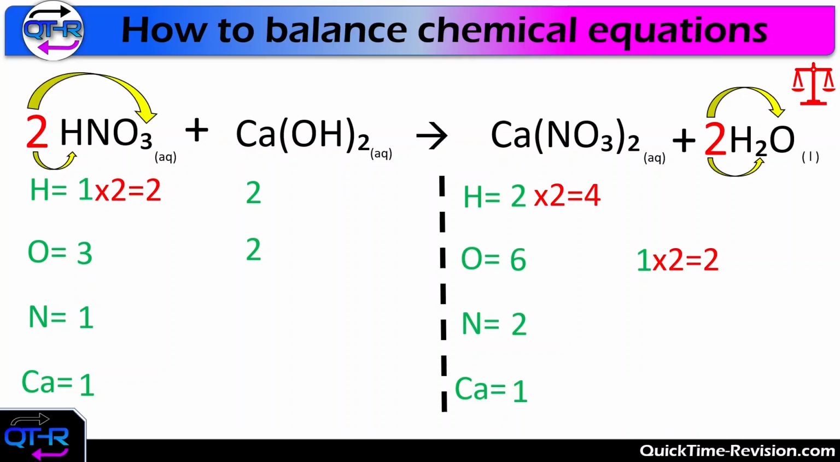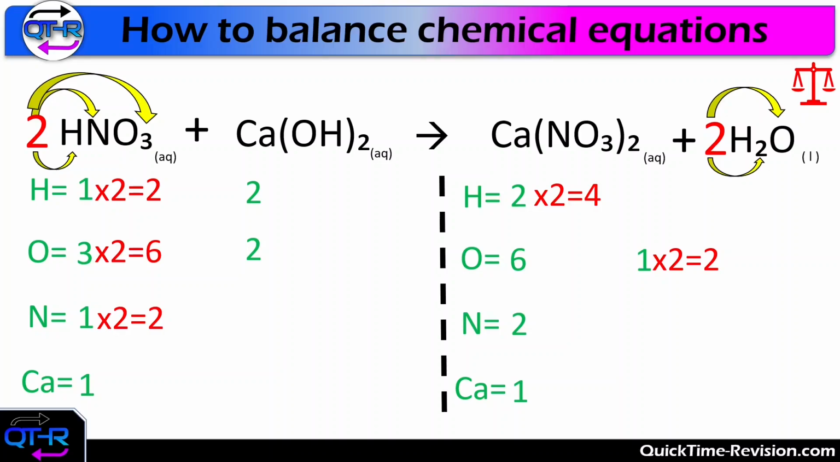Now, we have that 2. That also multiplies the 3 because in this case we had 3 oxygens. So now 3 times 2 equals 6, plus 2 equals 8. And on the other side we had 6, and 1 times 2 equals 2. When we add them together, that is also 8. Now that 2 is also going to multiply the nitrogens because it is part of the same molecule. Now 1 times 2 equals 2.